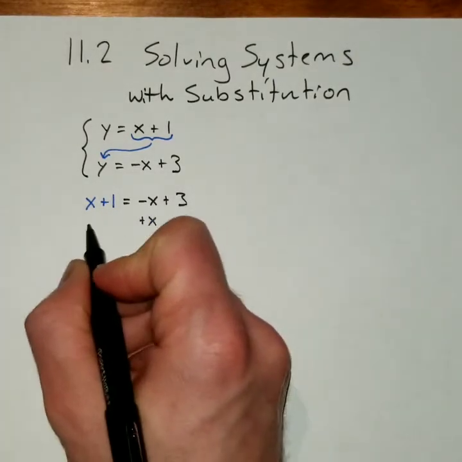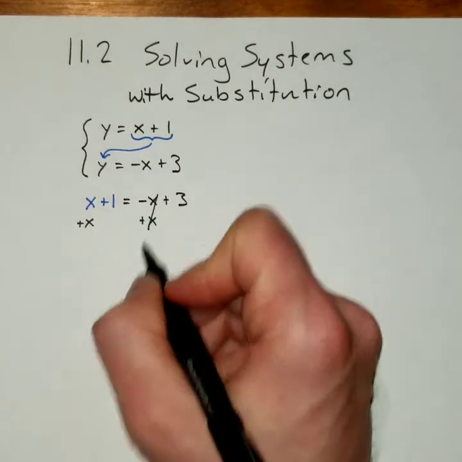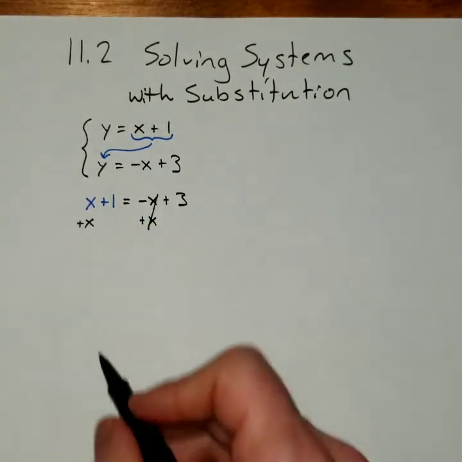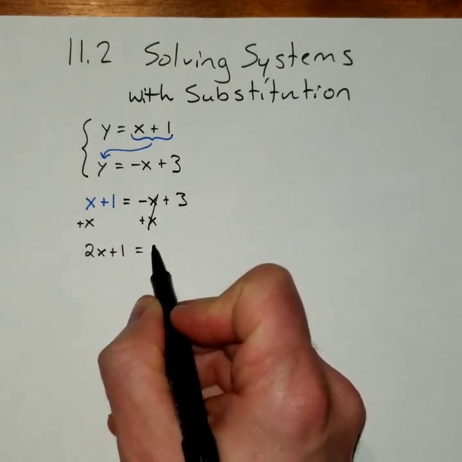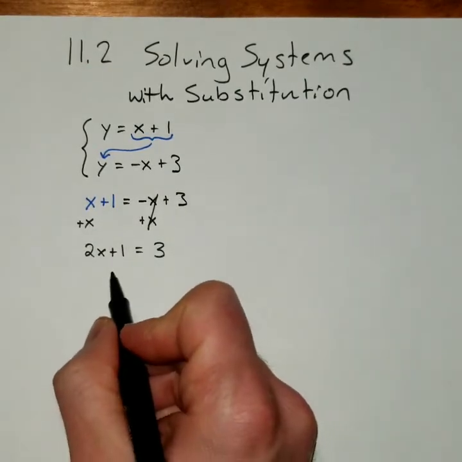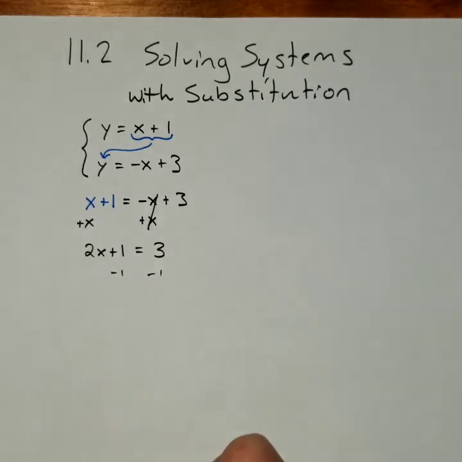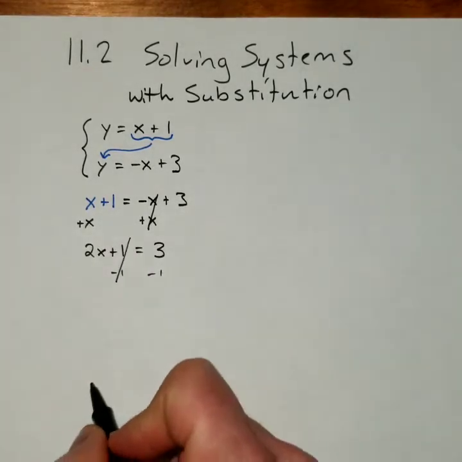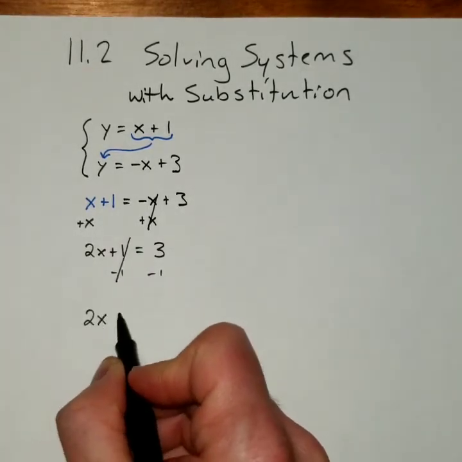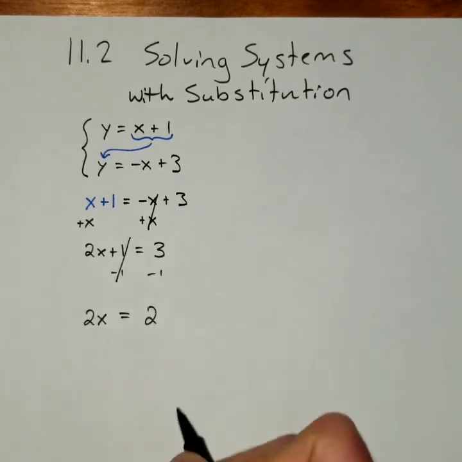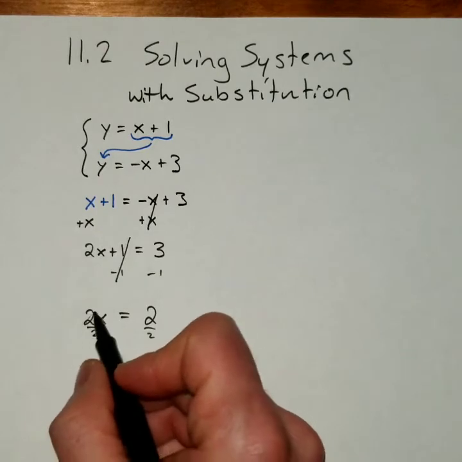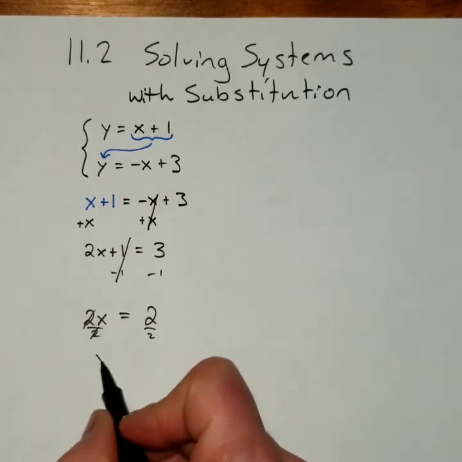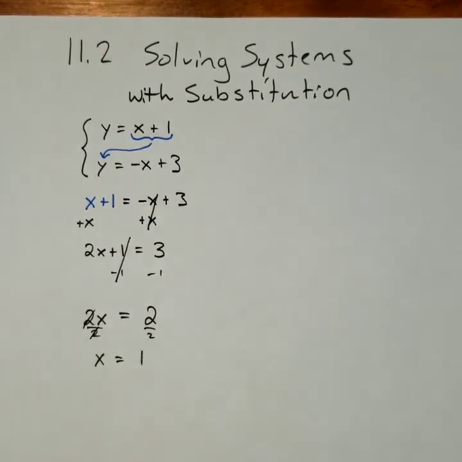So I'm going to add an x to both sides to zero it out from the right. That gives me 2x plus 1 equals 3. Then I'm going to subtract a 1 from both sides to zero it out on the left. That gives me 2x equals 2. And then I'm going to divide by 2 on both sides to cancel it out on the left again. And that will give me an x value of 1.